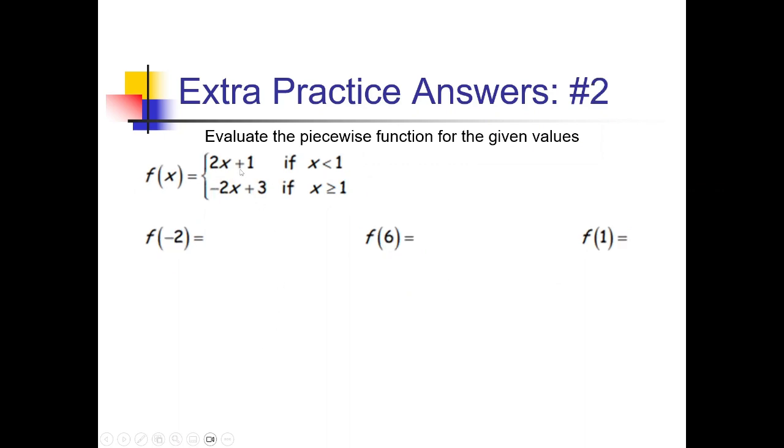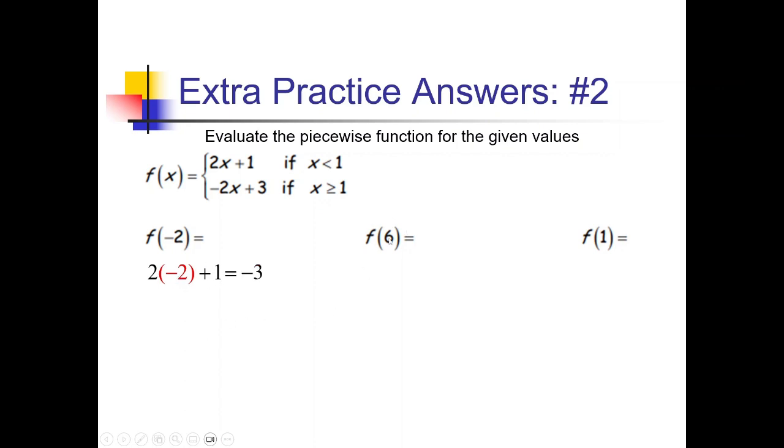For number 2, we've got a new piecewise function. First, we're plugging in -2. So looking at my rules here, we've got the first rule is for x less than 1, and the other one is greater than or equal to 1. -2 is less than 1, so we're using this first rule. So we've got 2 times -2 plus 1. 2 times -2 is -4. -4 plus 1 is -3.